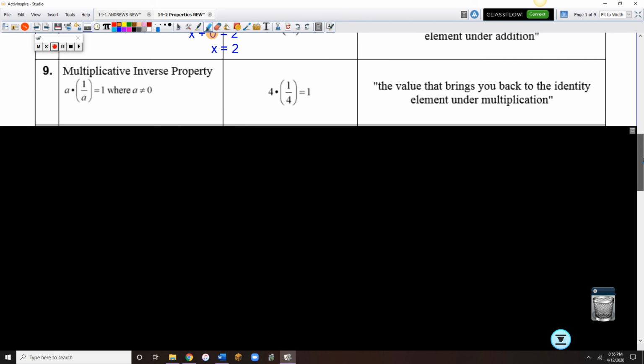Multiplicative inverse is when you take a number and you multiply by its reciprocal, which means this is really a over 1. The over 1 is invisible, okay? If we took any whole number and we wanted to write it as a fraction, it would be over 1. Multiplicative inverse means we take that and flip it over, and then if we multiply that together, we get the answer of 1. Now it says where a does not equal 0 because you can't have 0 in the denominator. So 4 times 1/4 equals 1.